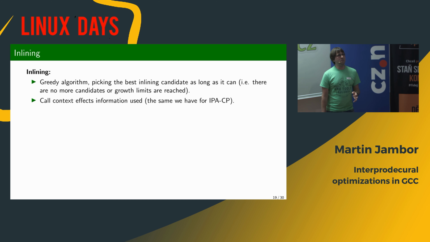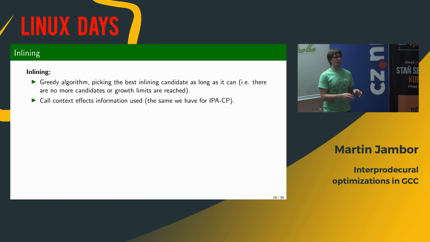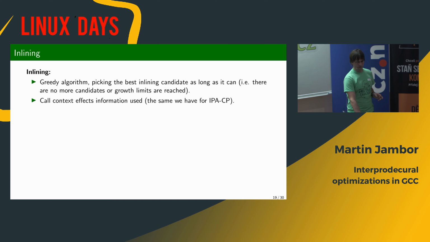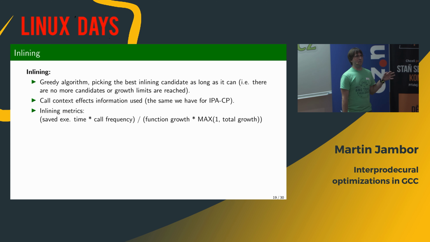The call context information is also used, so all the predicates or the special information about loop bounds and loop strides from IPA-CP is reused for inlining as well. The inlining metric is actually quite simple. It is saved execution time times call frequency, measured or estimated, divided by function growth and total growth. Total growth can be negative if this is the last surviving offline invocation of a function, but we do not want to get into negative costs, so there is a maximum of 1 and total growth.